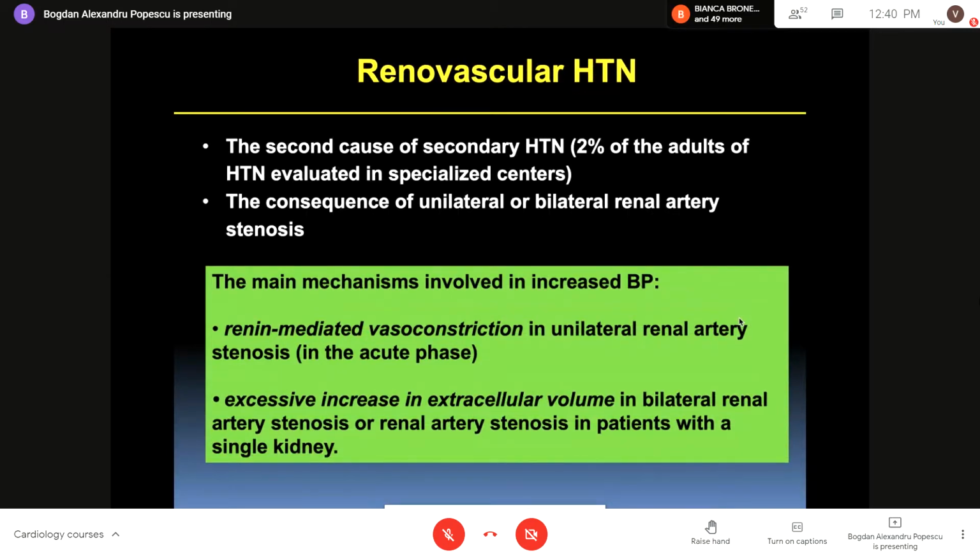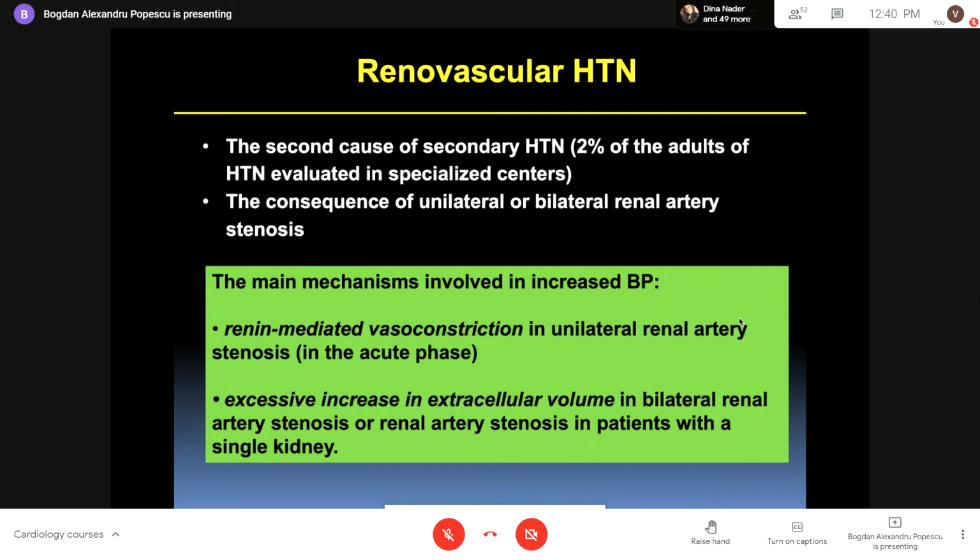Now the second big category of renal secondary hypertension is due to renal vascular problems. So renal vascular hypertension is the second cause of secondary hypertension. And what it means is that you have renal artery stenosis that may be unilateral or bilateral, and this leads to increases in blood pressure.